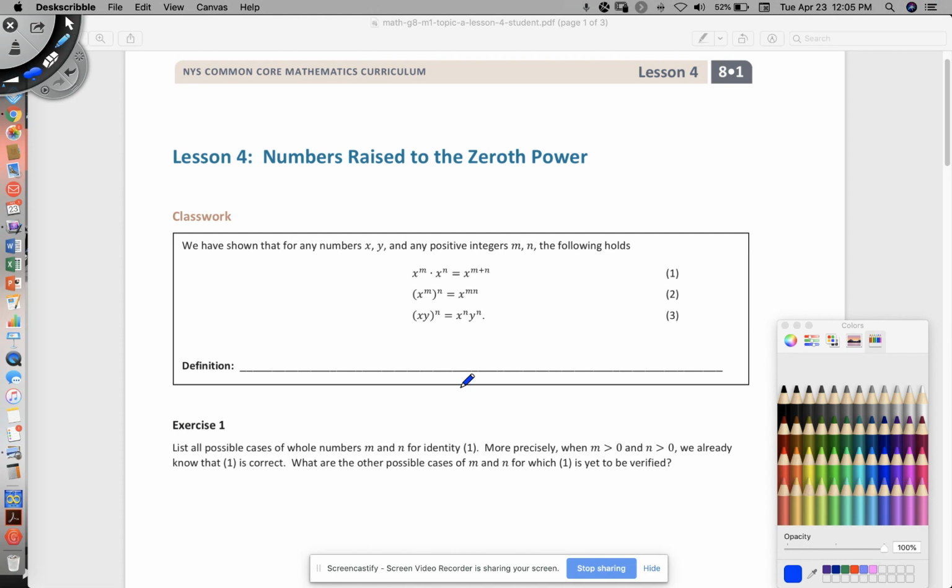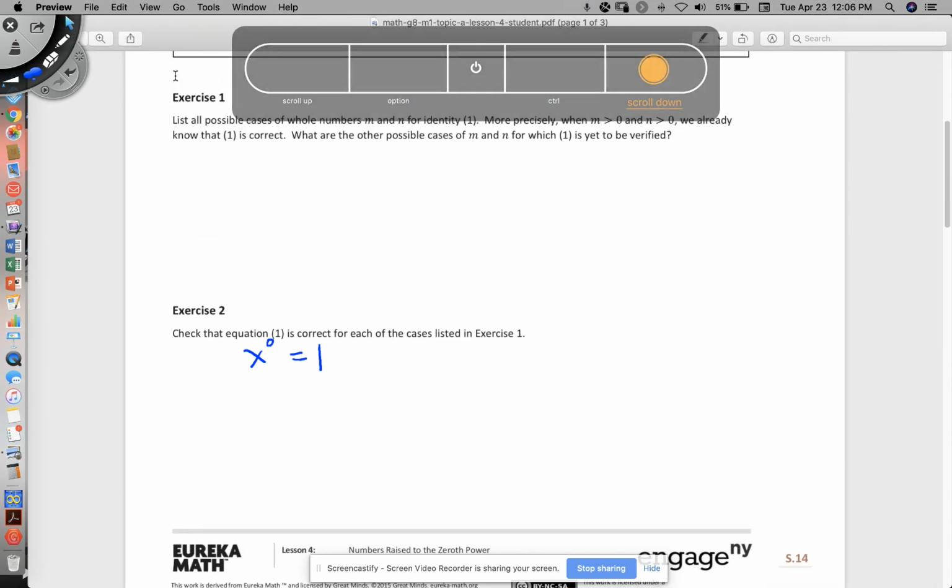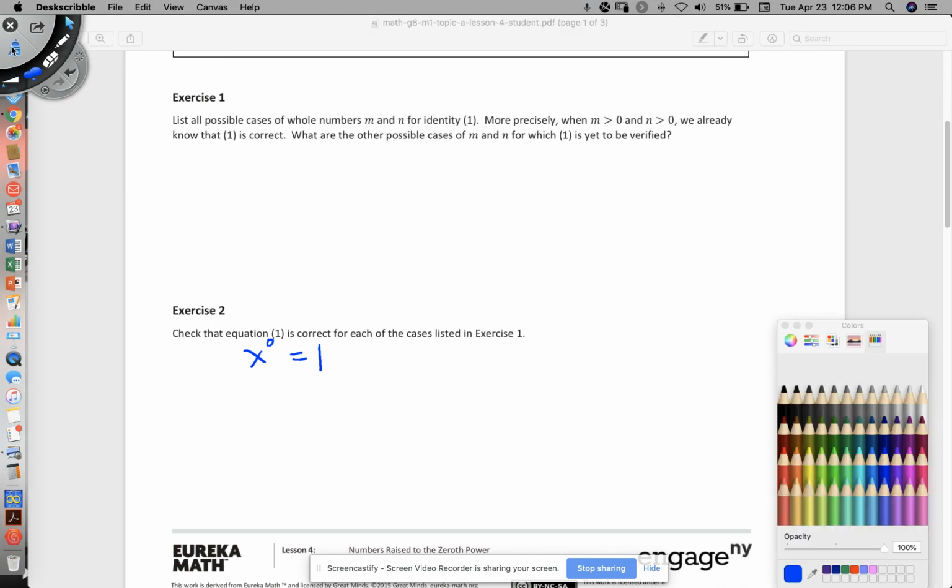So what is our definition for the 0th power? What if x has a 0 power? How much is it worth? It is worth 1. And that's your definition there. All right, so we're going to practice when you have an exponent of 0. What do we do with exponents of 0? Because they do have value. All right, let's look at exercise 1.